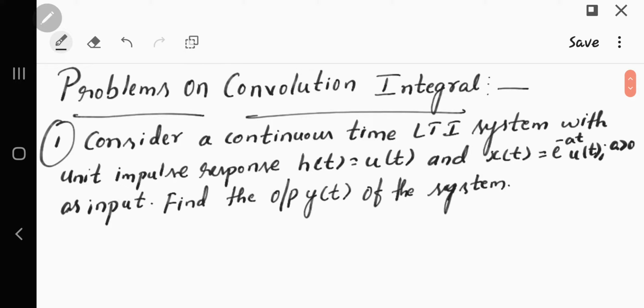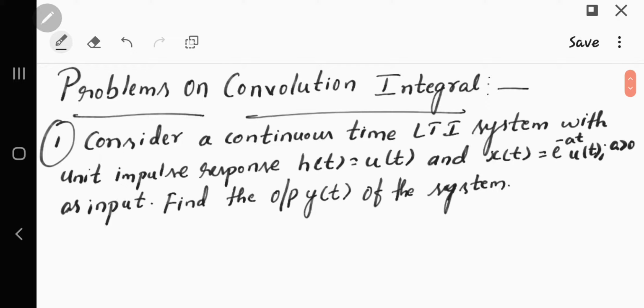Hello students. In the previous videos, we discussed the convolution integral expression and its properties. We have also considered some of the steps required to solve problems on the convolution integral. Let's take some examples on the convolution integral.